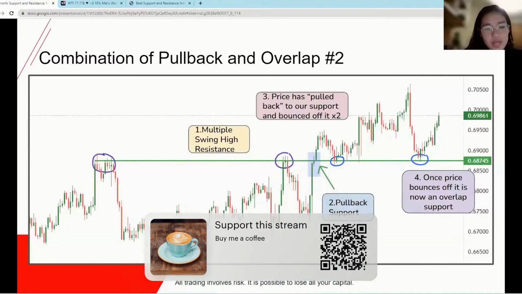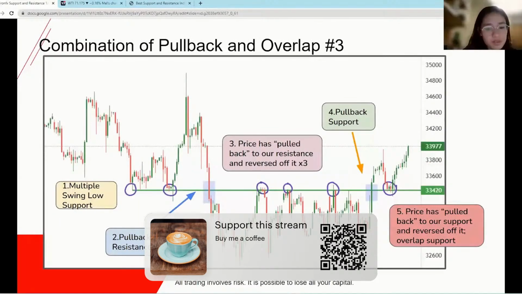Okay, let's take a look at the last example. There are multiple swing lows here that are in line with the 33420 support level. So once price breaks this level, it becomes a pullback resistance. So it's a swing low support first, and then once price breaks the level, it is a pullback resistance.